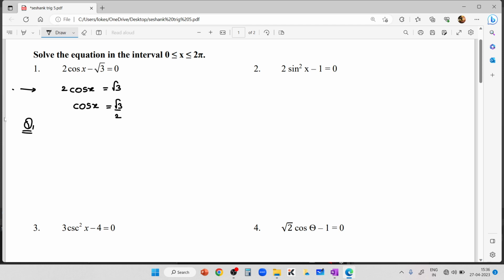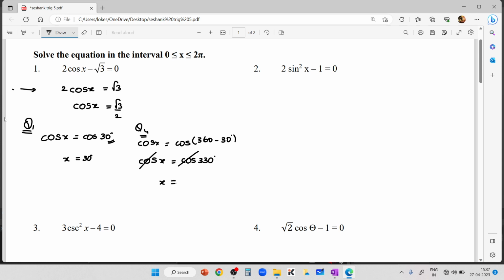In the first quadrant, we can find the angles directly. Cos is root 3 by 2 at 30 degrees. So cos gets cancelled, x is equal to 30 degrees. Also in quadrant 4, cos is positive, so instead of writing cos 30, I'll write cos 360 minus 30. So cos x is equal to cos 330, cos gets cancelled, and x is equal to 330.